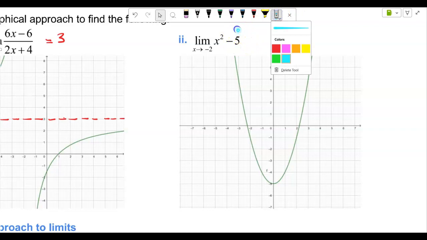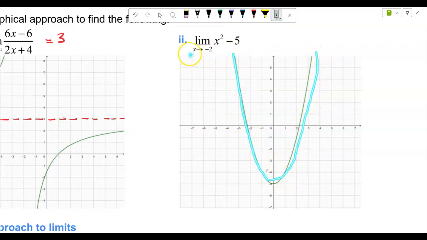In the next one, you have to find out the limit of the function. Your function is x square minus 5. Correct? Your limit as x approaches minus 2. Then x comes closer and closer to minus 2. You come closer and closer to minus 2 from this side. What value will you reach? Negative 1. You approach closer and closer to minus 2 from this side, same thing, negative 1. So what is my limit? The answer is minus 1.